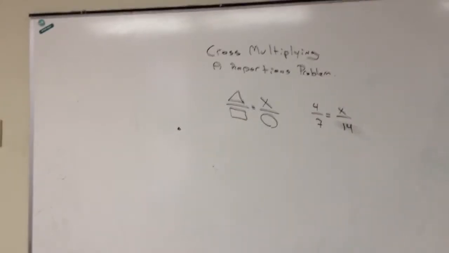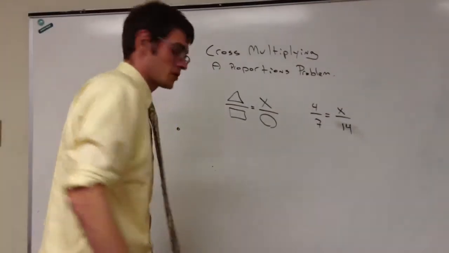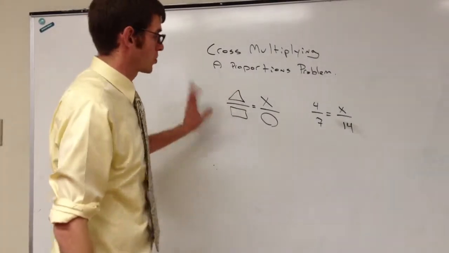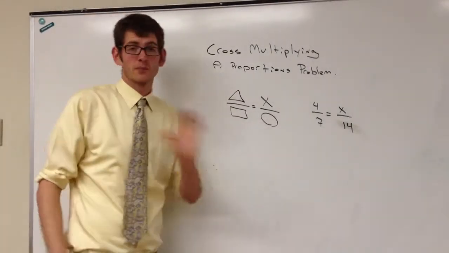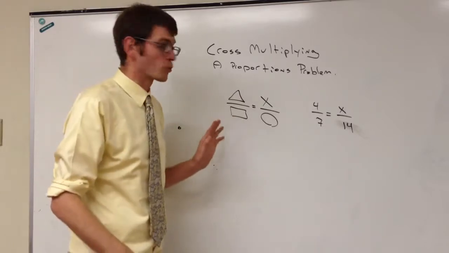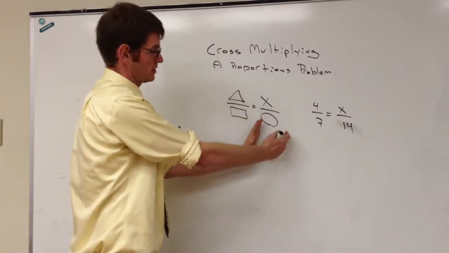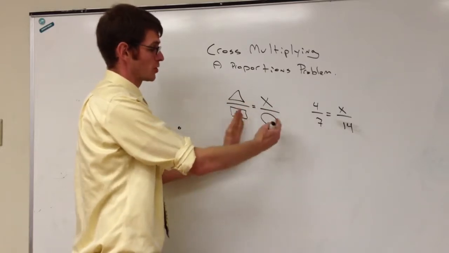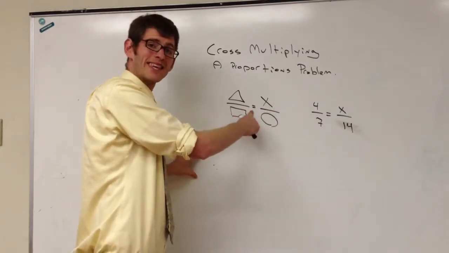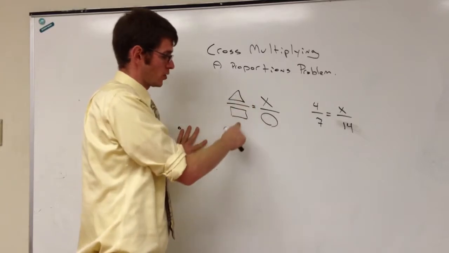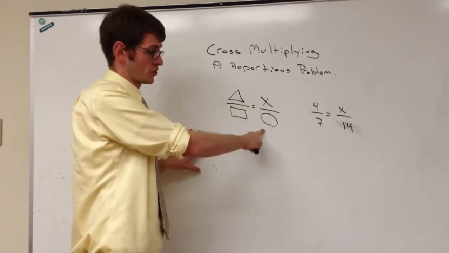Okay, so today we are going to be looking at how to cross multiply within a proportions problem. A proportion is, I have two proportions set up here. It's two fractions or two ratios compared with equals. So here we have triangle over rectangle equals x over circle.